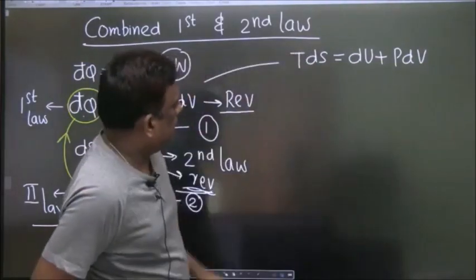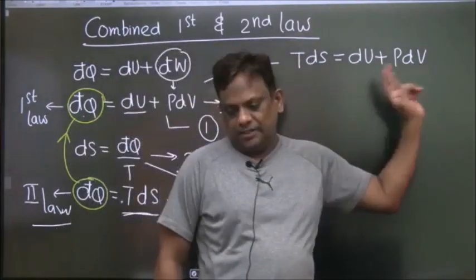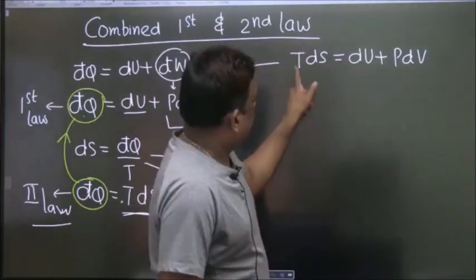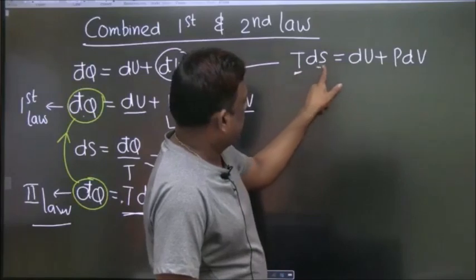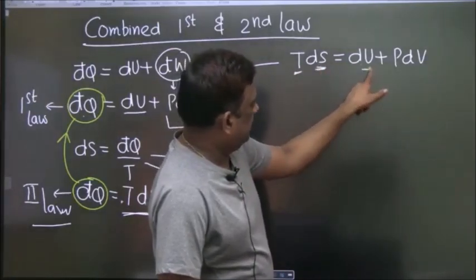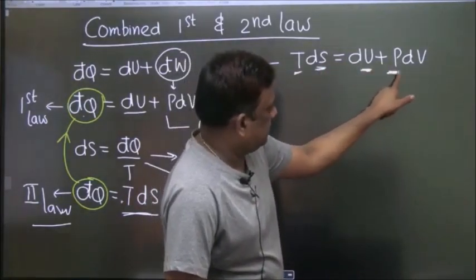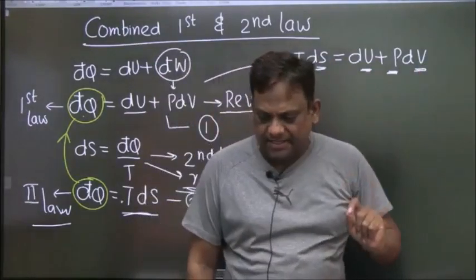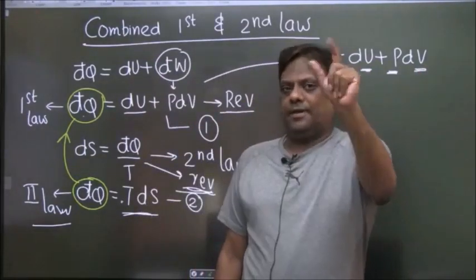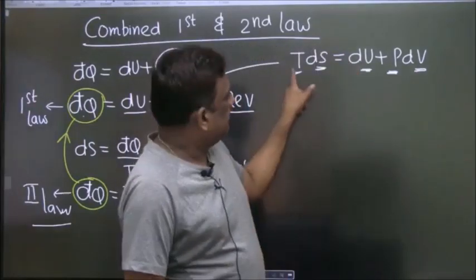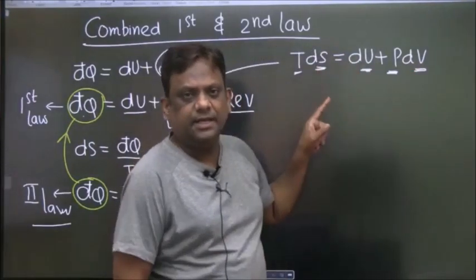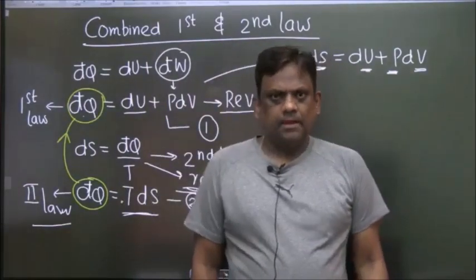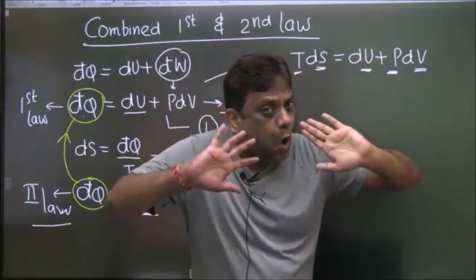चलो देखो, TdS is equal to du plus pdv. अब देखते हैं. Temperature is a property, entropy is a property, internal energy is a property, pressure is a property, volume is a property. Means this equation is connecting all properties.